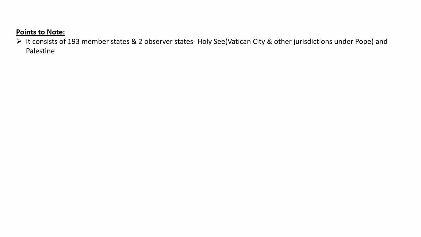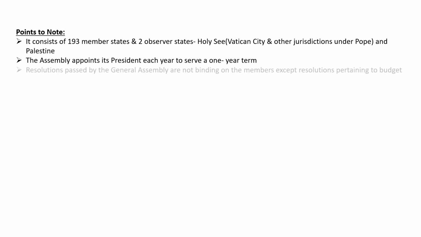A few more things to note. In addition to 193 member states, which we talked about earlier, there are also two observer states which are a part of the General Assembly. These are Holy See and Palestine. The state of Holy See consists of the Vatican City and other jurisdictions which come under Pope. The Assembly appoints its president each year to serve a one-year term.